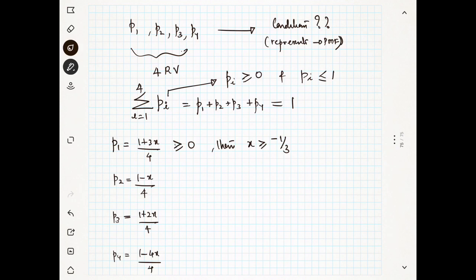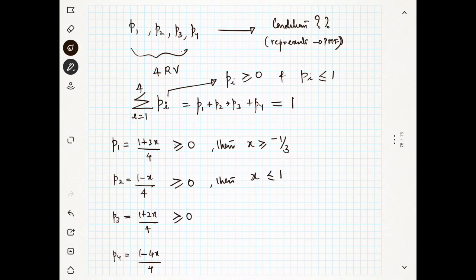That is the problem. Okay, and another condition we will talk about now, about the condition p2 greater than 0. So if p2 is greater than 0, then we have the condition only if x should be less than or equal to 1, right? If x becomes greater than 1, 1 minus x becomes negative. That is the main problem. Then it is not a probability mass function.